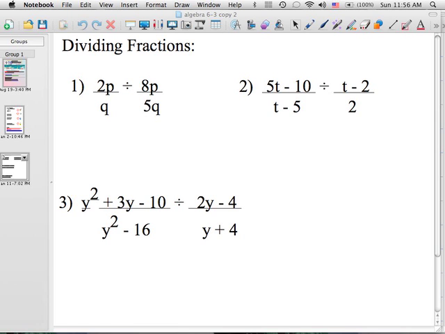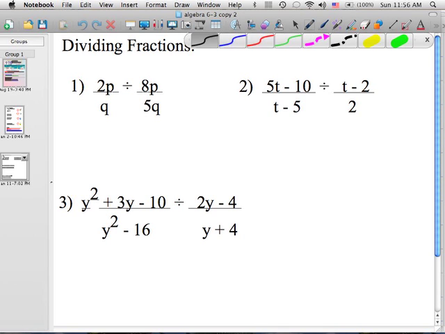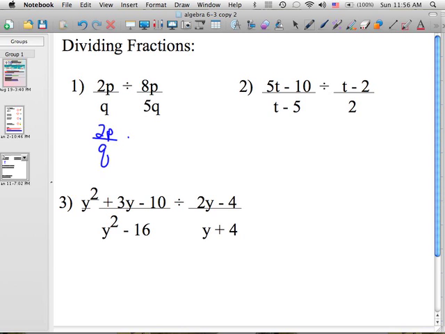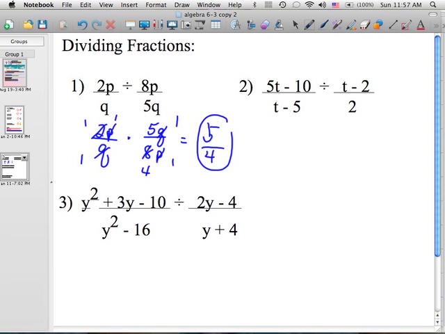And number 1, we have 2p over q divided by 8p over 5q, so we rewrite it as a multiplication problem. So 2p over q times 5q over 8p. Then cancel common factors. 2 goes into 2 once, into 8 4. Q goes into Q once and Q once. P once and P once. So we get 1 times 5, which is 5 on top, and 4 on the bottom. So our answer is 5/4.